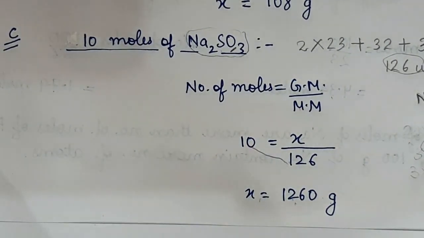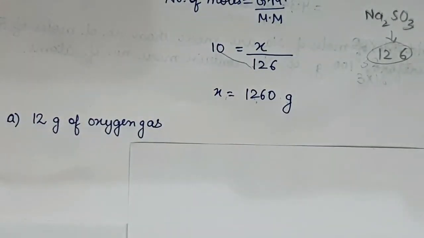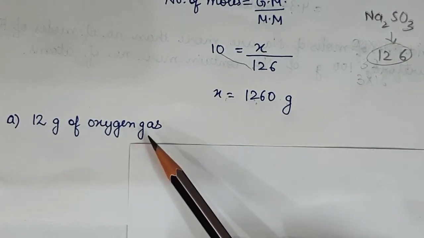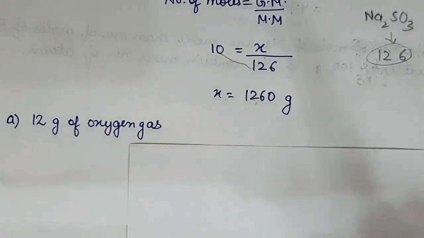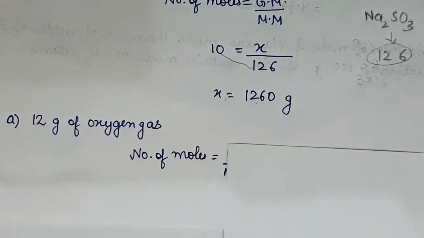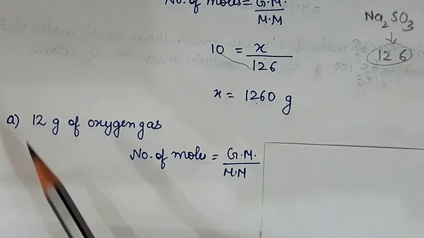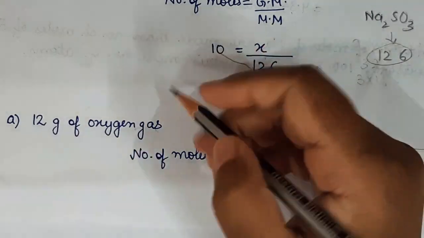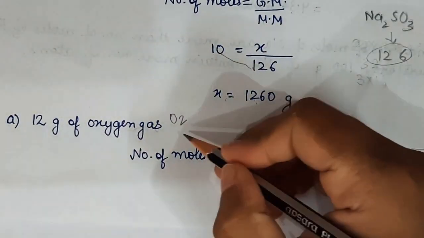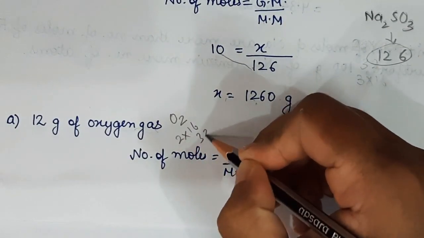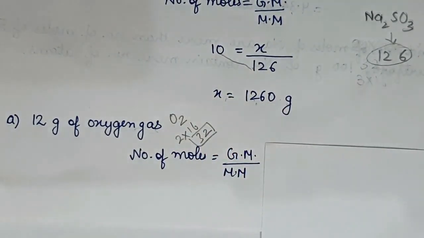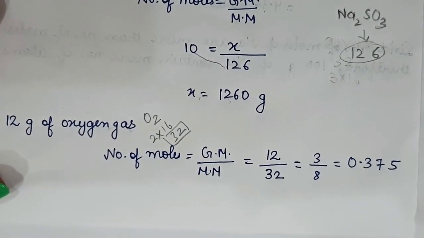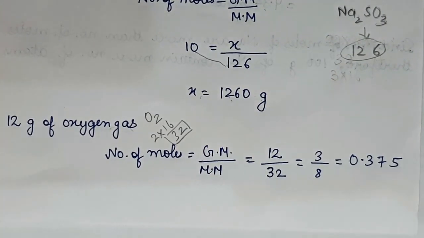Now coming to question number 8. Question number 8 was convert into mole. A part, 12 gram of oxygen gas. You have to convert this into moles. So apply the formula. Number of moles is equal to given mass upon molar mass. Now given mass is 12. Now what is the molar mass of oxygen gas? What is oxygen gas? It is O2. So the molar mass is 2 into 16, that is 32. So 12 by 32. Just simplify it. It will be 0.375. Clear, students?